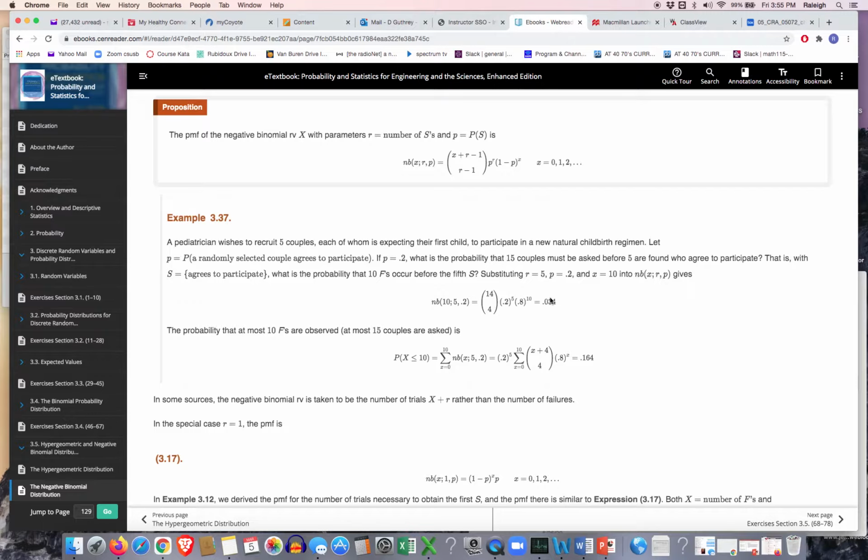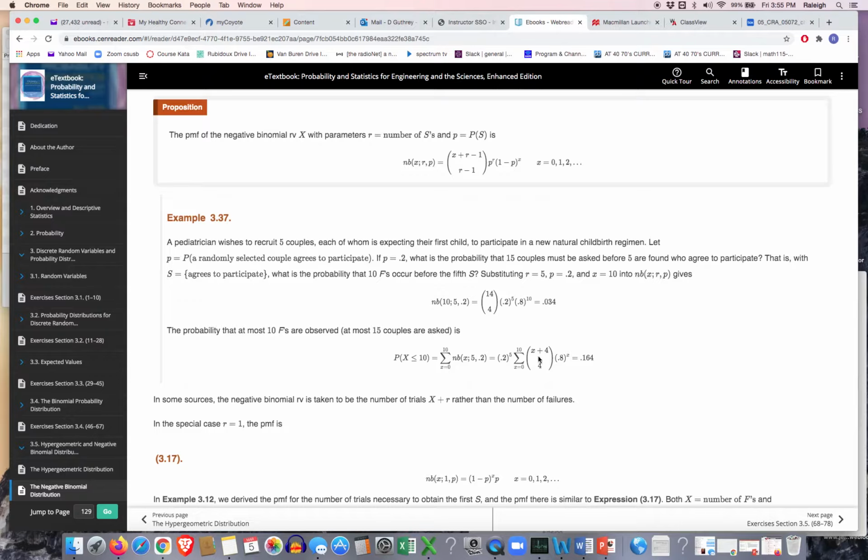That would be kind of bad. It might be pushing a deadline of some kind. That may not be the best. But then, probably more importantly, what's the probability that at most 10 would be observed? So you might get less than that. It might be quite a bit less than that.